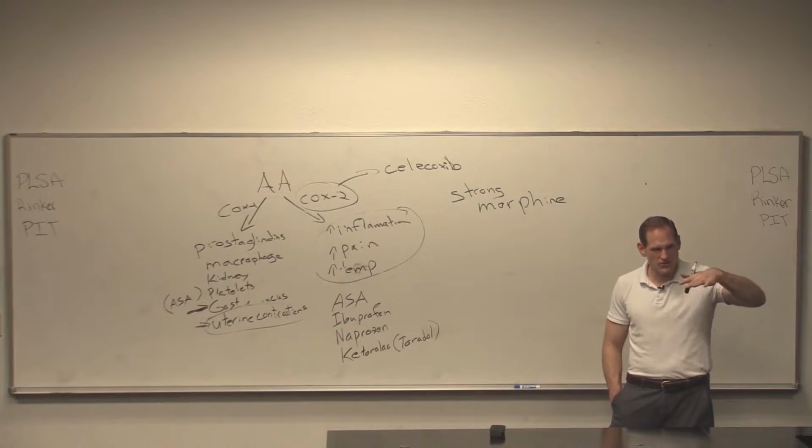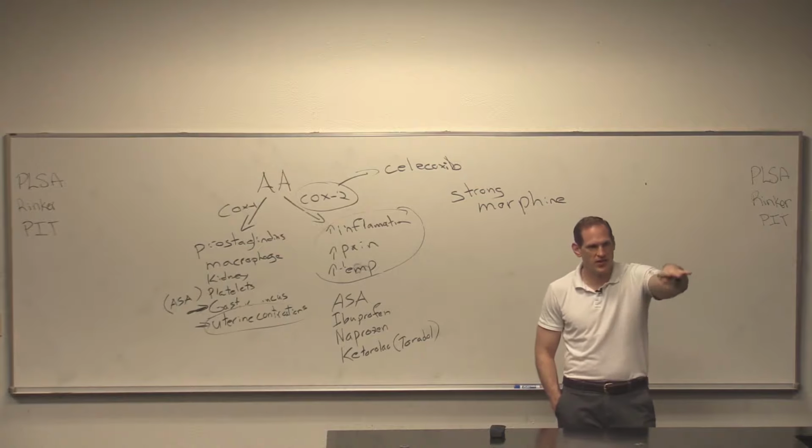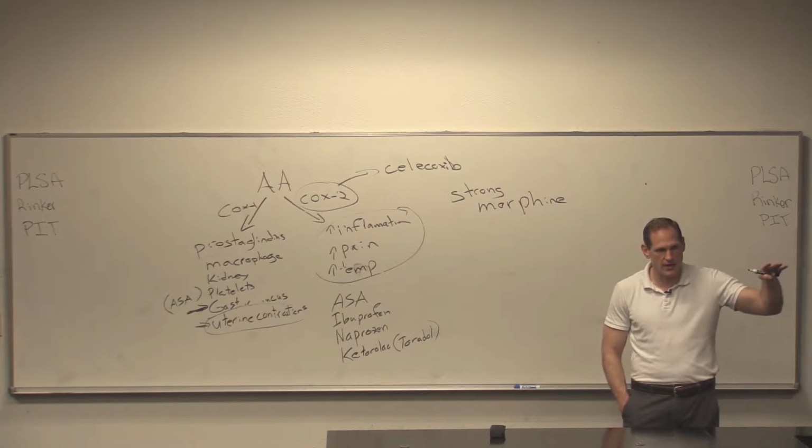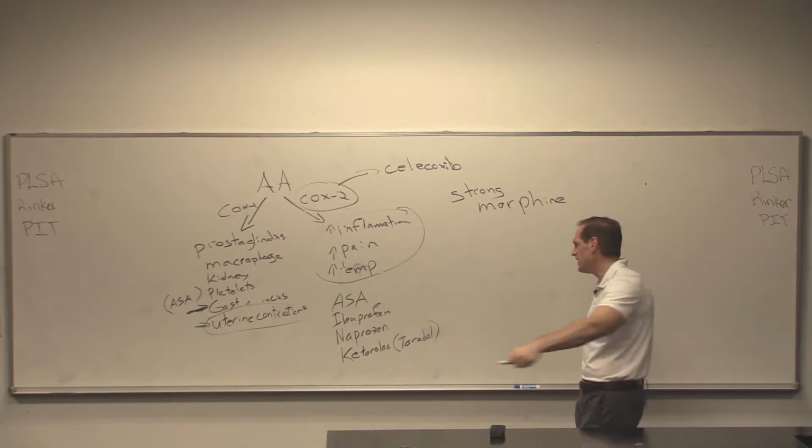It's considered the gold standard. Now, when we say gold standard, we don't mean the best, but we mean it's like the baseline you measure everything else against. Everything else is either stronger than, more potent than, or weaker than, less potent than morphine. Does that make sense? All right.